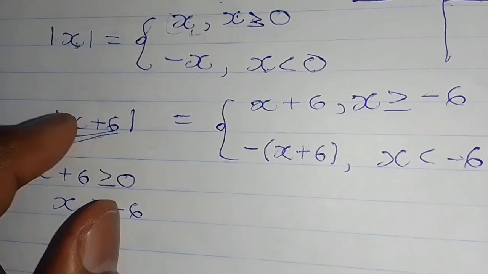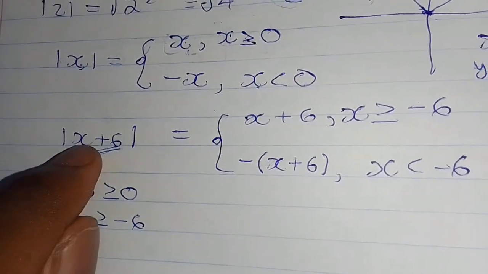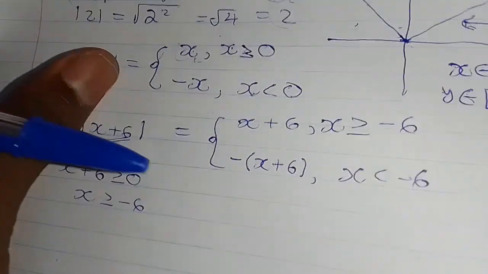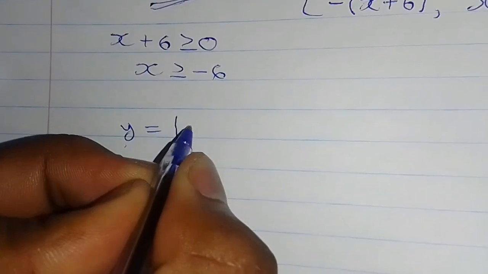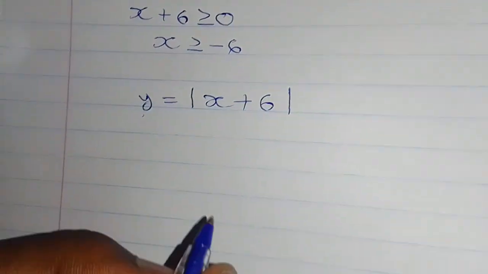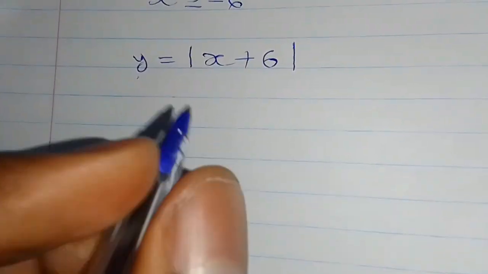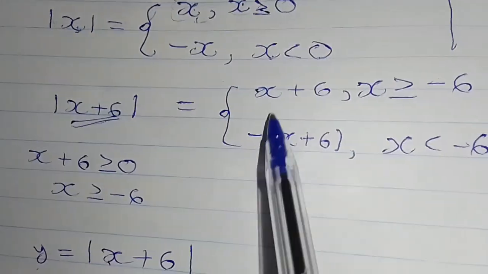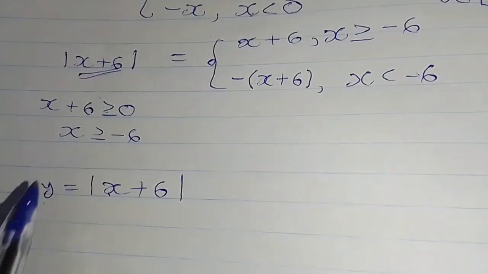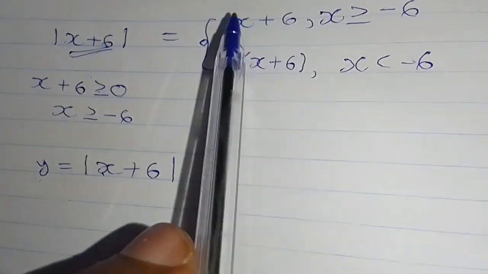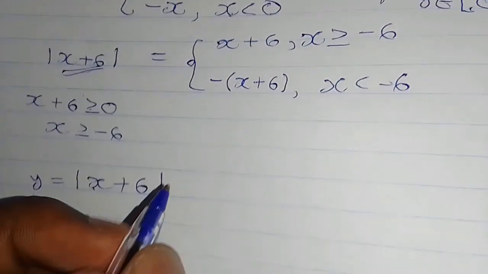Then you can do the same process with this one, the absolute value of x plus 6. You can pause the video and check if you can sketch this one, y equals the absolute value of x plus 6, and identify the domain and the range of this function. So let's see. I already gave you an idea of what this function looks like. You can represent this as a piecewise function, and then you can graph from there.